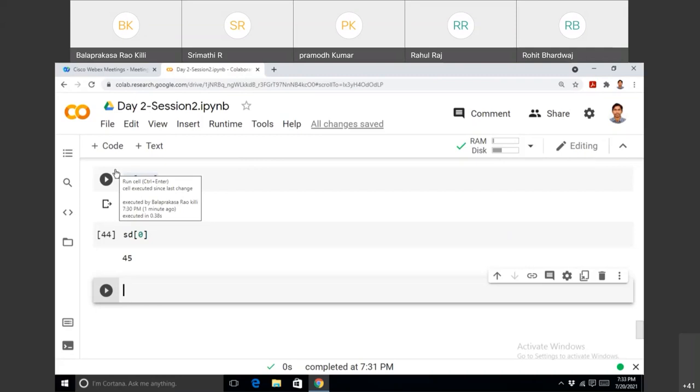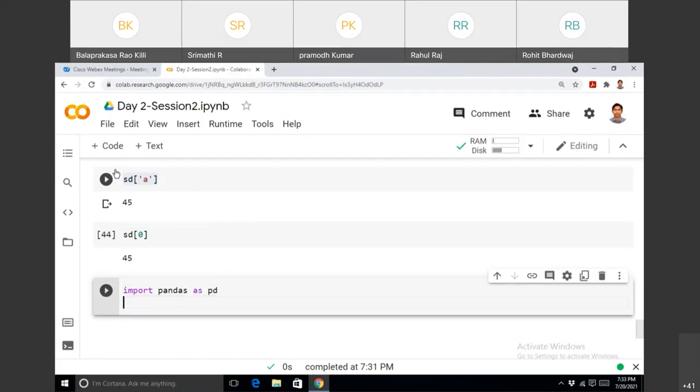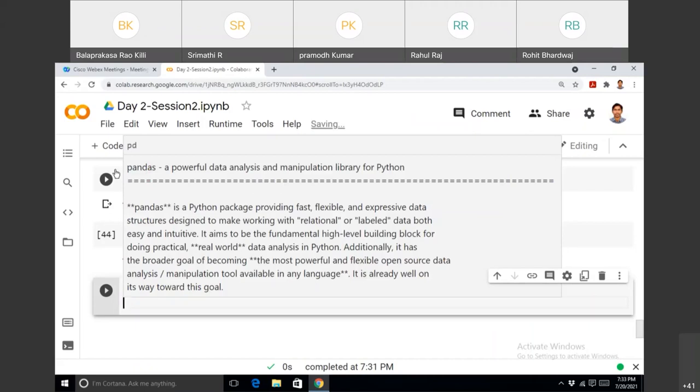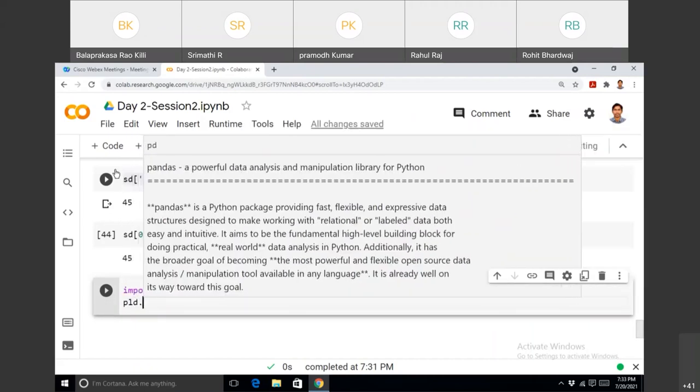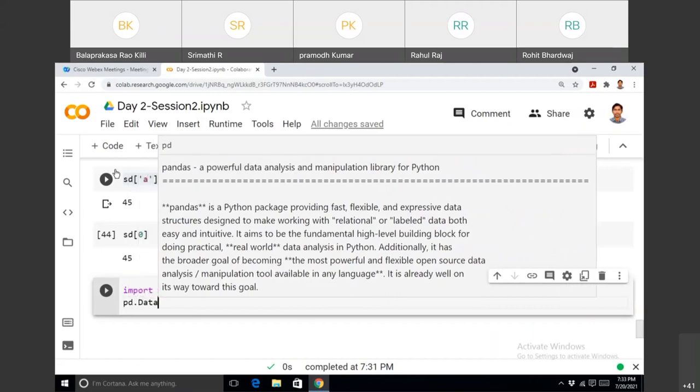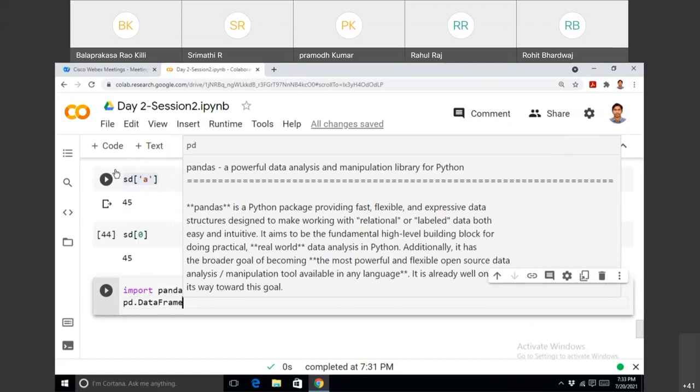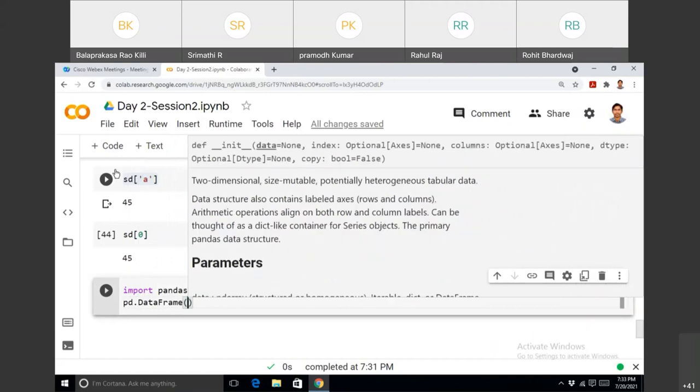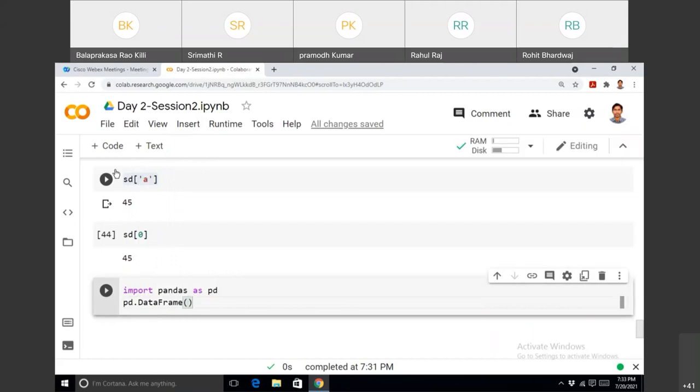Okay, later on I will tell you. So import pandas as pd. Rather than working with this simple data, let me directly tell you how to read big data using data frame. So there is a function called pd.DataFrame. This pandas supports many functions.